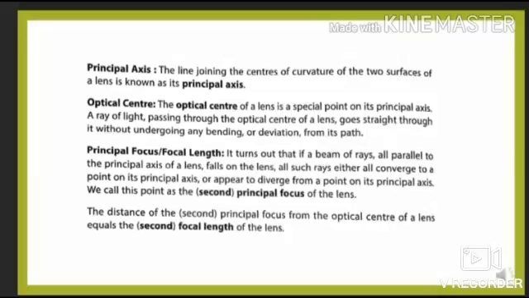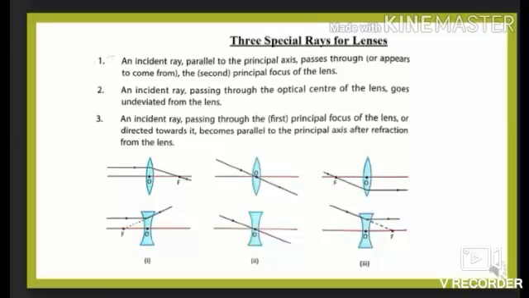Next term is principal focus and focal length. The principal focus is a point on the principal axis where all the rays incident parallel to the principal axis actually meet in the case of a convex lens, or appear to meet in the case of a concave lens, after refraction through the given lens. Focal length means the distance between the optical center and the principal focus of the lens.